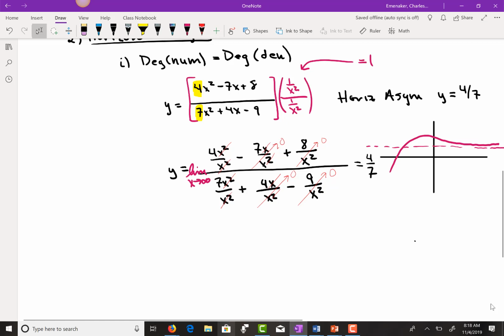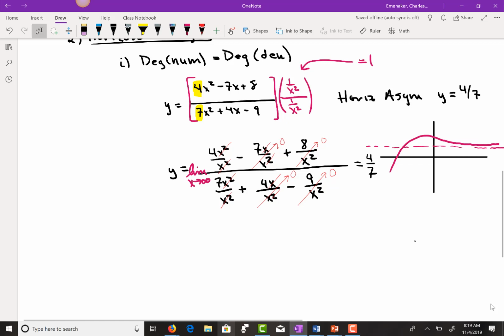Now the graph is going to do whatever it wants to do in the middle area. But as you get way out on the tail end, it's going to settle in at 4/7. Does that make sense? Everybody good with that? Hey, as you go to negative infinity, where does this function go to? And this is where you have to be careful, because the question is, do you have positive or negative leading coefficients? Do you have an even or an odd degree?